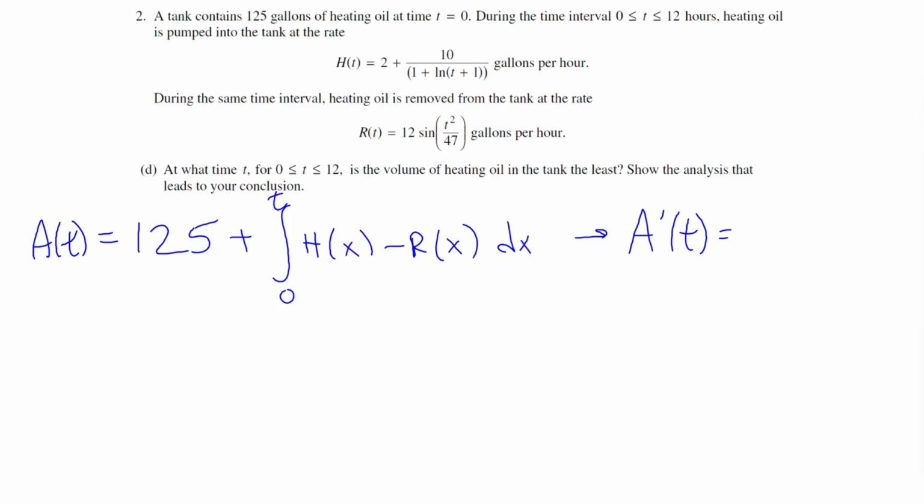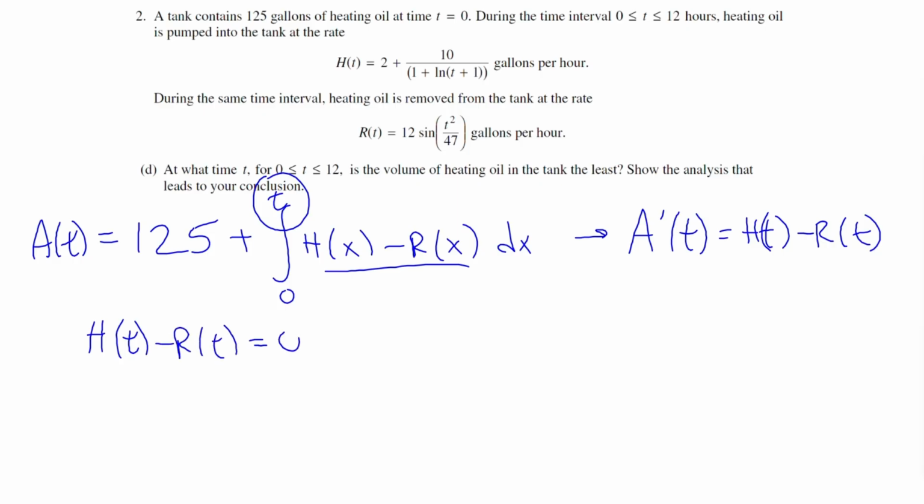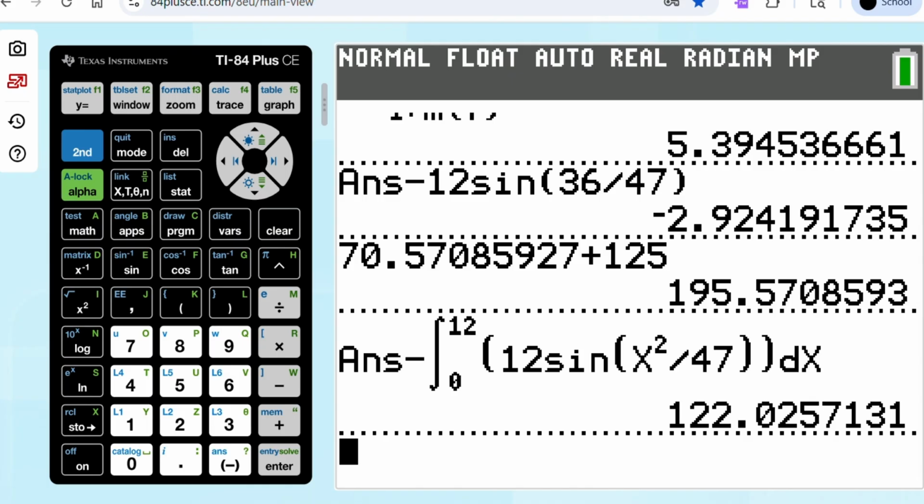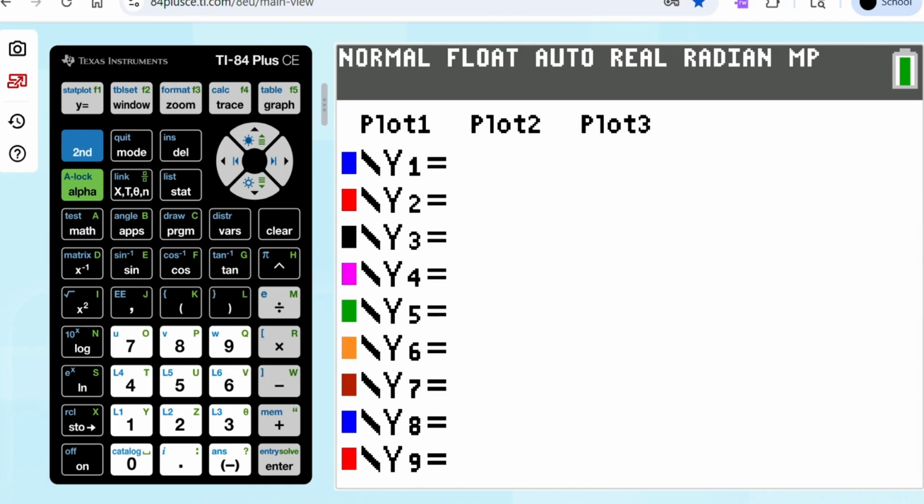An integral from 0 to t of h minus r. And so when we take the derivative of the integral from a constant to a variable of a function, we just get the function in terms of that new variable. So to find when we're at a minimum, we just set a prime, or h of t minus r of t, equal to 0, which means we need to go back to our graphing calculator, hit our y equals, and we'll graph h of t minus r of t.